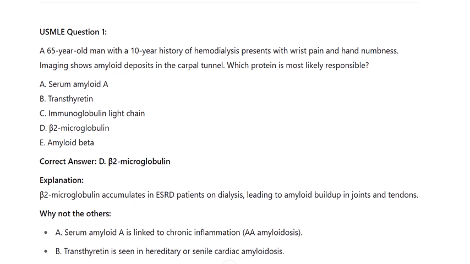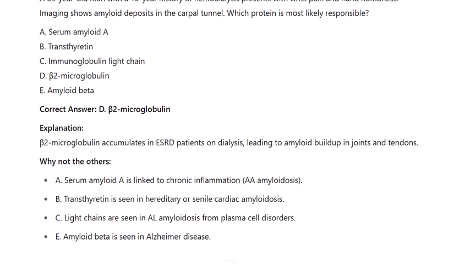Explanation: beta-2 microglobulin accumulates in ESRD patients on dialysis, leading to amyloid buildup in joints and tendons. Why not the others? A. Serum amyloid A is linked to chronic inflammation, AA amyloidosis. B. Transthyretin is seen in hereditary or senile cardiac amyloidosis. C. Light chains are seen in AL amyloidosis from plasma cell disorders. E. Amyloid beta is seen in Alzheimer's disease.